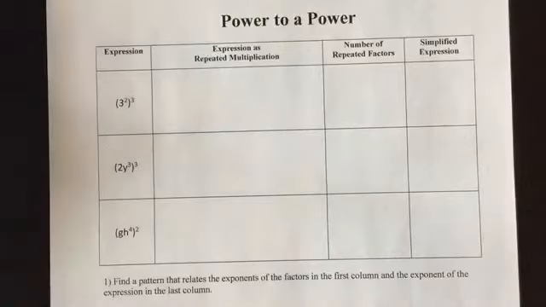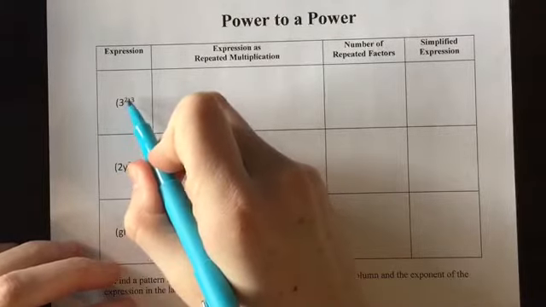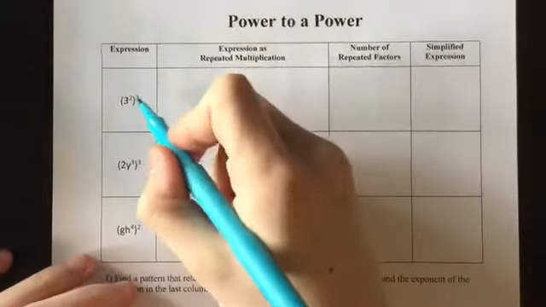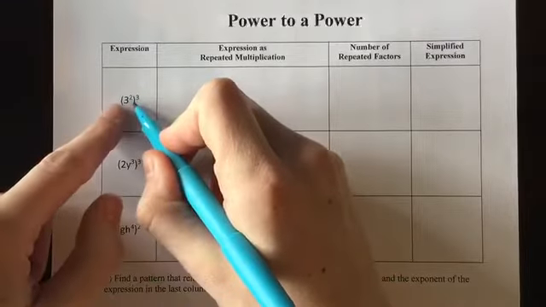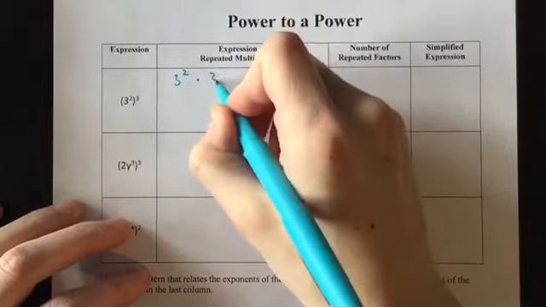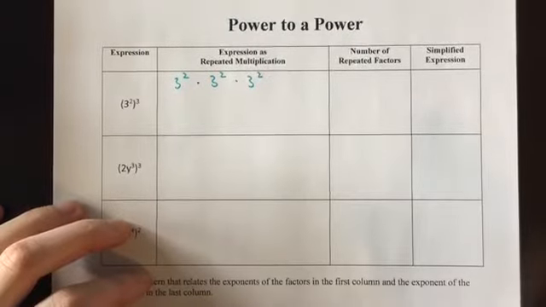On page 11 in our booklet today, we're going to look at what we call power to a power. And that just means we have a number or variable with an exponent raised to another exponent. So we can see an example there where we have 3 squared, then to the 3rd power. Now we're going to start from the outside and work our way in as we expand to show the repeated multiplication. So I ask myself, what's the base of the exponent of 3? Well, it's grouped in parentheses, 3 squared. That means we have 3 squared times 3 squared times 3 squared. That's what that outside exponent of 3 shows us.